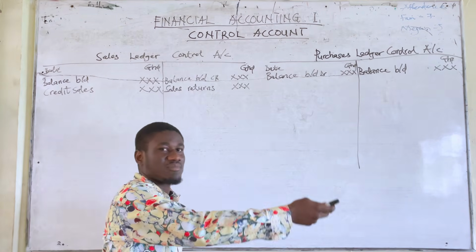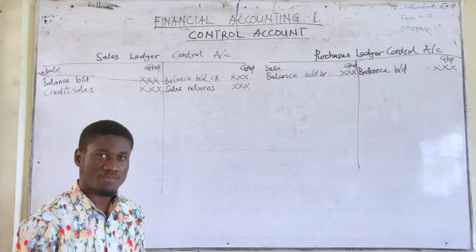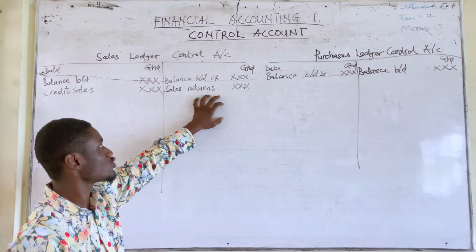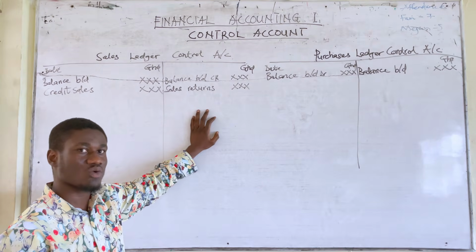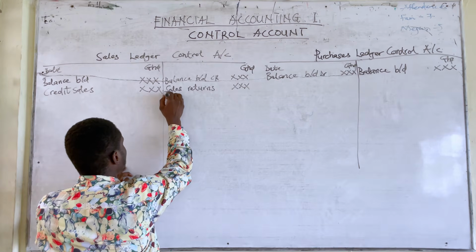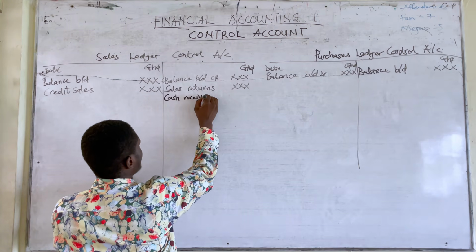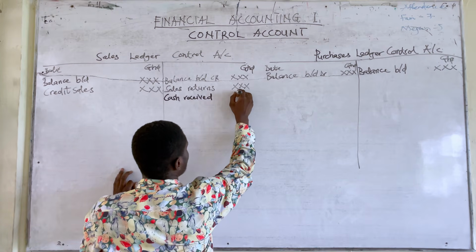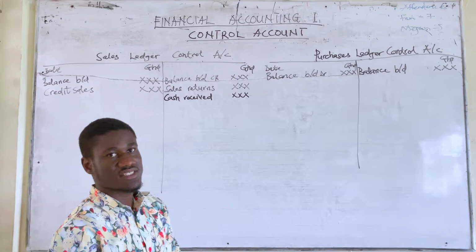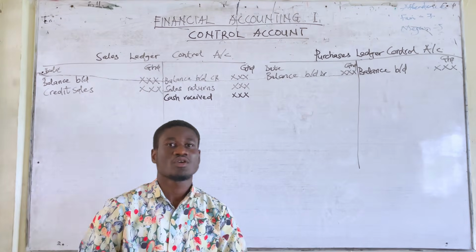So we may sell to them 10,000, then they return 500 of the goods. Isn't it going to decrease the amount they owe us? Yes. So the thing that will decrease the amount they owe us is going to be here. Good. So let's go to cash received. Cash received from customers. Good.